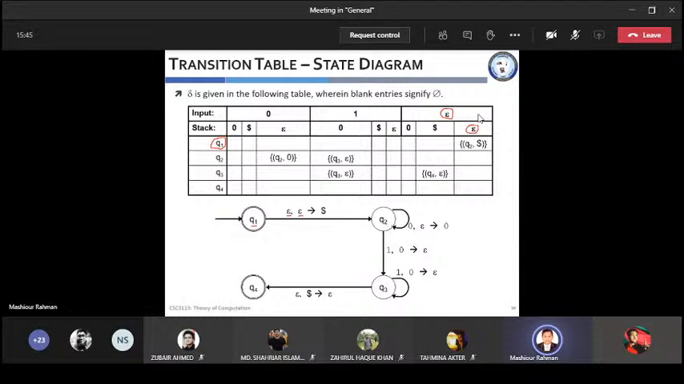Now it is saying that we will go to Q2, so that's why Q2 is here. And we'll be pushing the dollar symbol, so that's why dollar is here. So you can now relate it to this one.